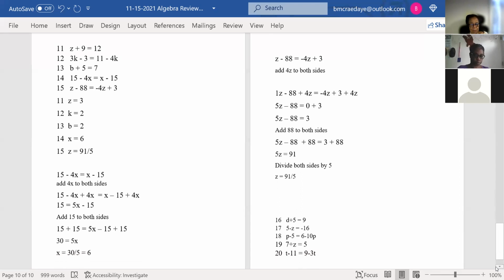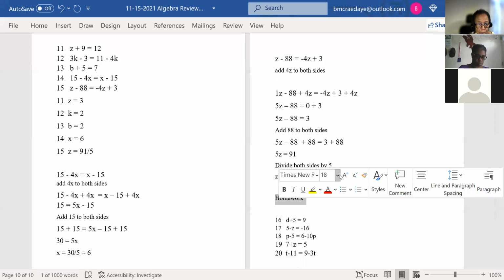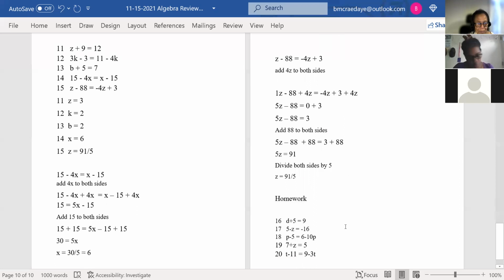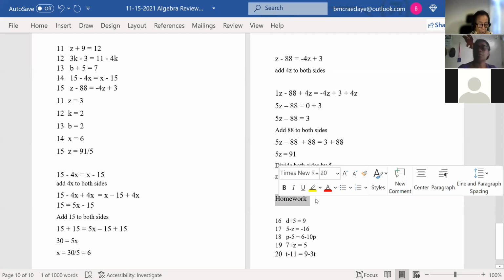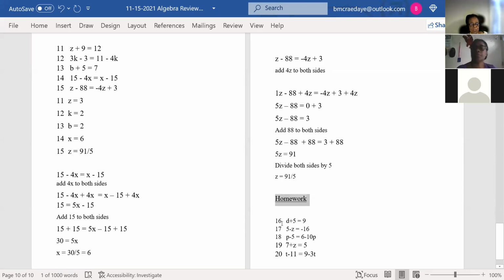Now I will leave these as your homework. That'd be like 18.2. Yes, that's a decimal. Yeah, we can leave it just as the improper fraction, but you could convert it to a decimal if you like. So that's your homework, 16, 17, 18, 19, 20.